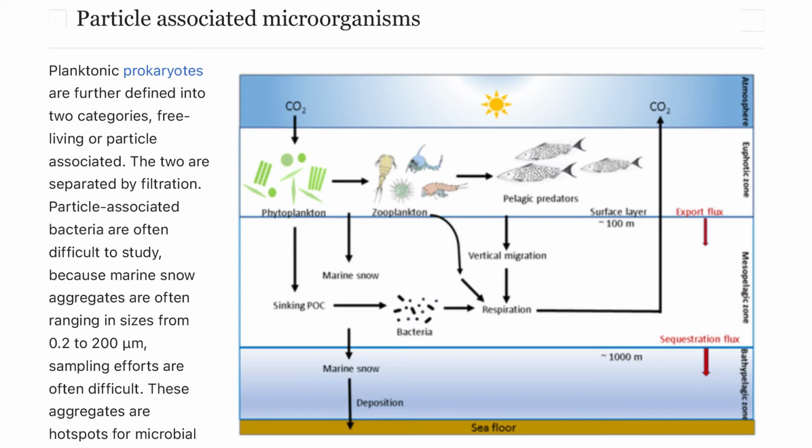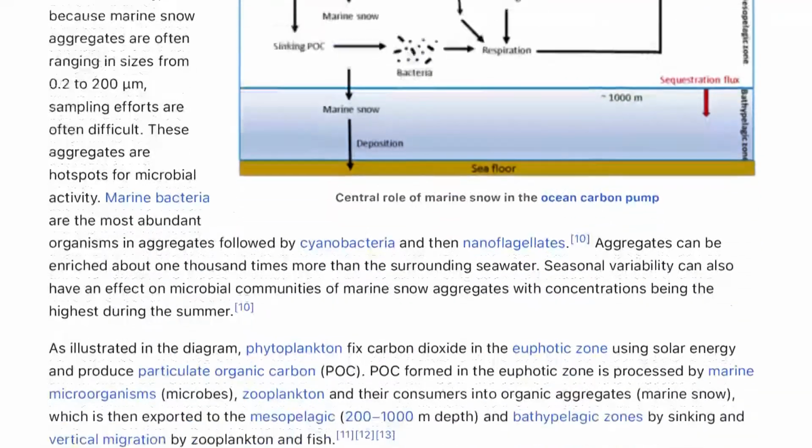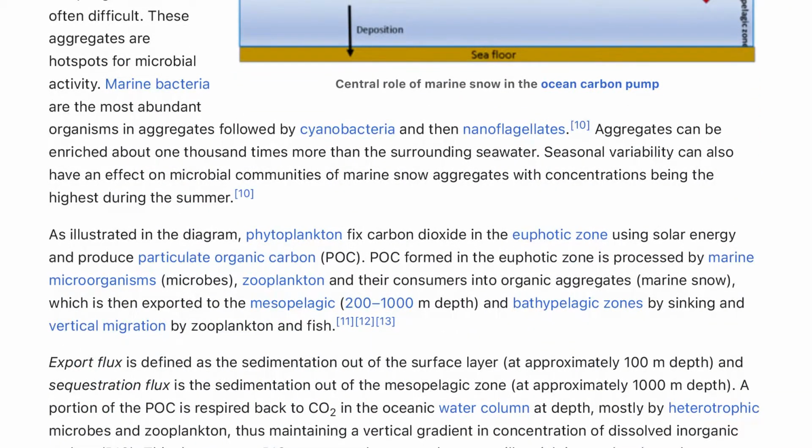Particle-associated bacteria are often difficult to study because marine snow aggregates range in size from 0.2 to 200 micrometers. Sampling efforts are often difficult. These aggregates are hotspots for microbial activity. Marine bacteria are the most abundant organisms in aggregates, followed by cyanobacteria and then nanoflagellates. Aggregates can be enriched about 1,000 times more than the surrounding seawater.